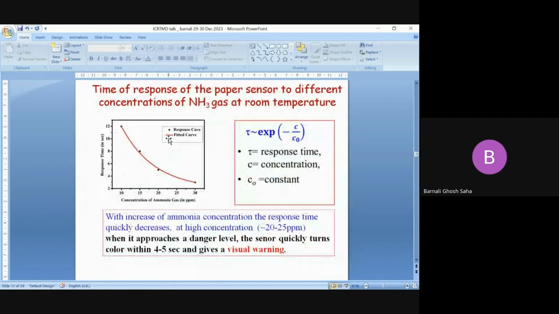And this is the beauty of this sensor. As we go on increasing the concentration, it is sensing within 4 seconds and gives a visual warning. That is the beauty. No machine, no connection, nothing is needed. Only visually you can see that the area is ammonia polluted, and you have to leave the place, or you have to take care of yourself.